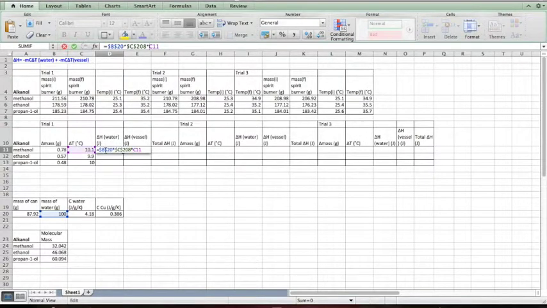So what this equation is saying is we have this one, don't move it, times by this one, don't move it, times by this one. We do want this to move down as we drag it down, so we don't put the dollar signs. We hit enter, then we can simply drag that down. Alright, you can do all this by hand as well, you don't have to use Excel.